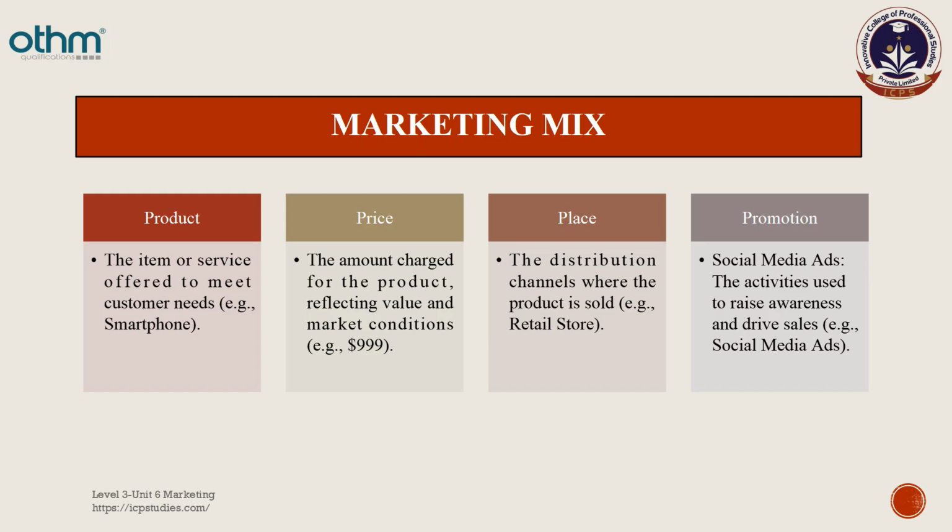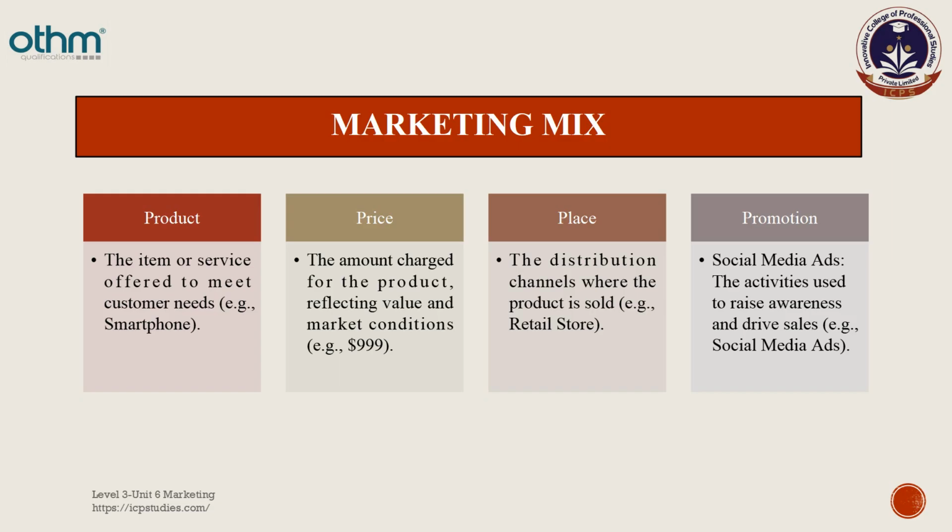Then the second component is the price. The price is basically the amount charged for the product, reflecting the value and its market conditions. For example, some company charges $1,000 for the mobile phone. So this is the price of that particular product.